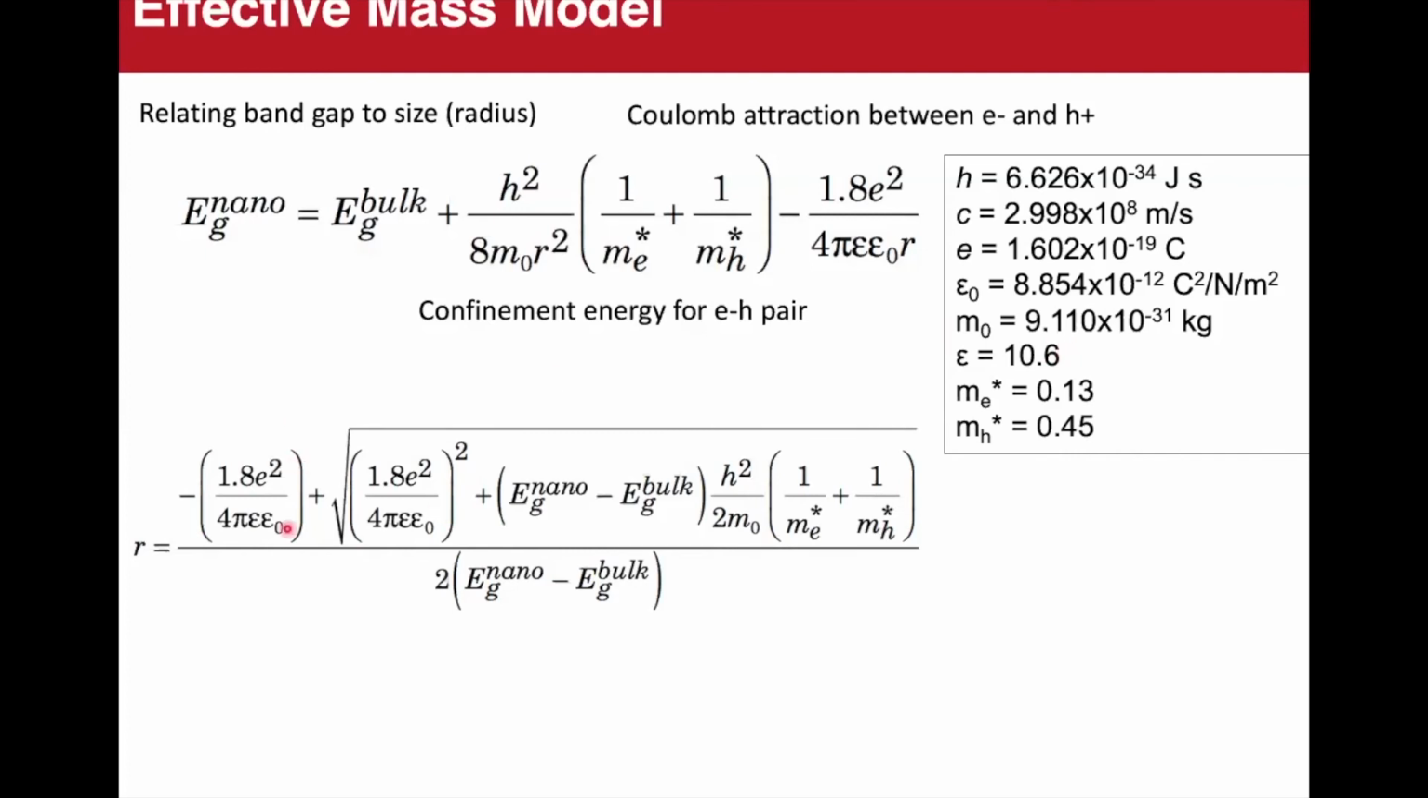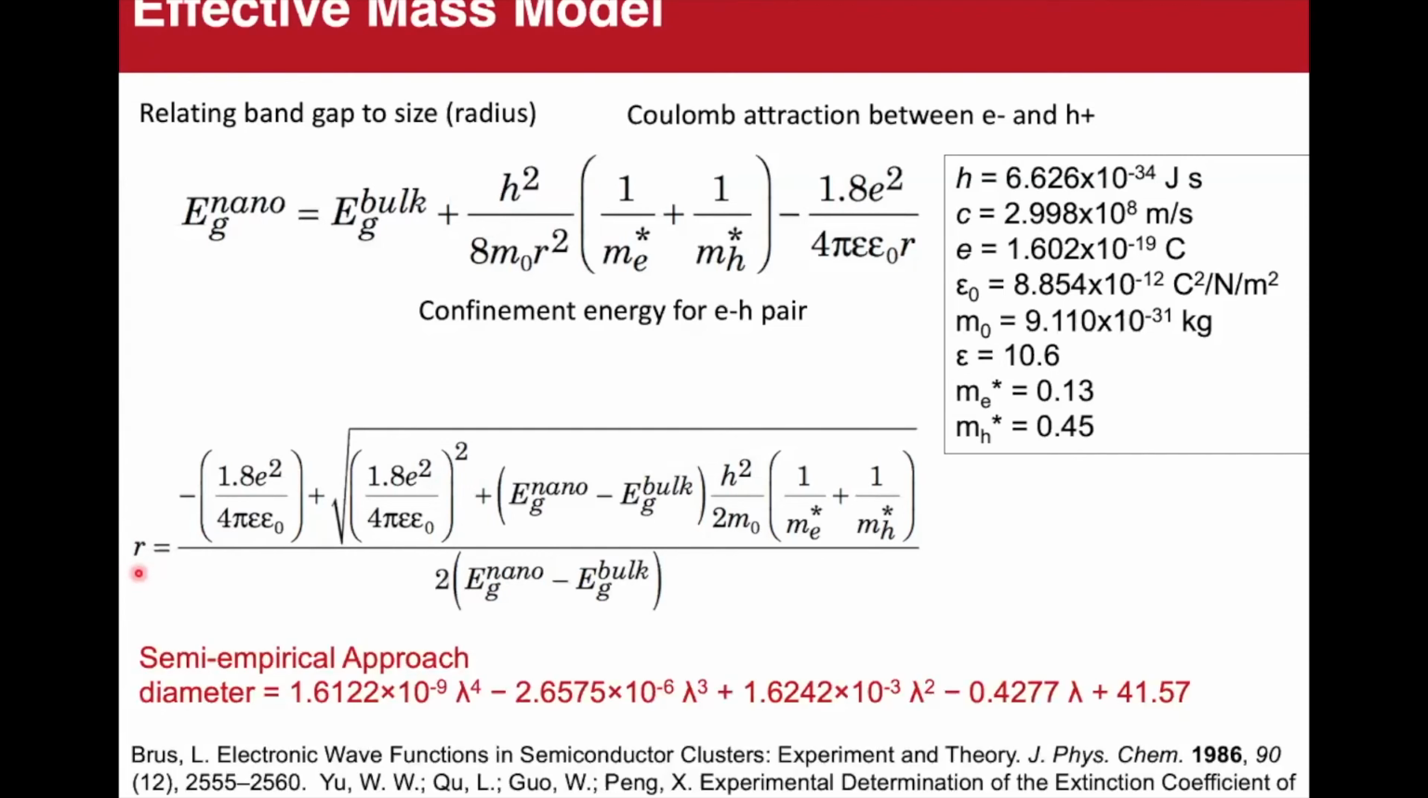We can rearrange this equation to calculate, if we know the band gap from the measured absorption spectrum, the expected radius of the particle. There's also a semi-empirical approach in which absorption spectra have been fitted for cadmium selenide, and we can determine the diameter of the particle based on the wavelength of the peak center of the first excitonic absorption peak.